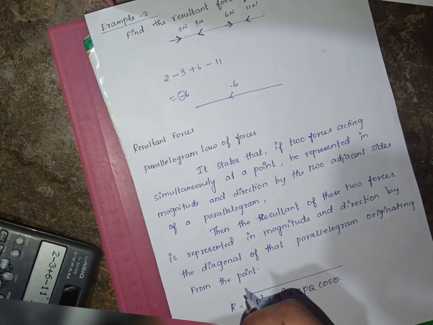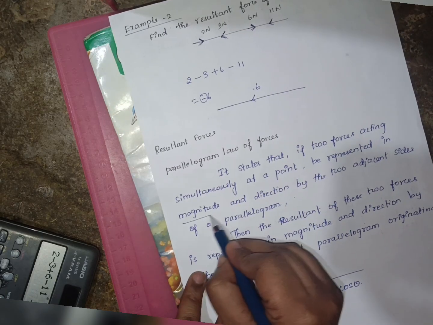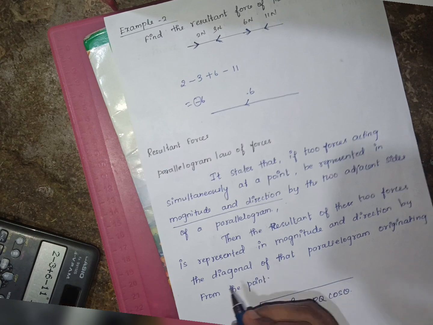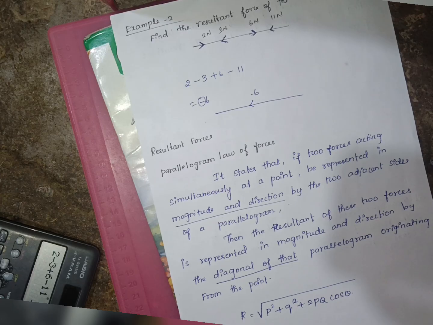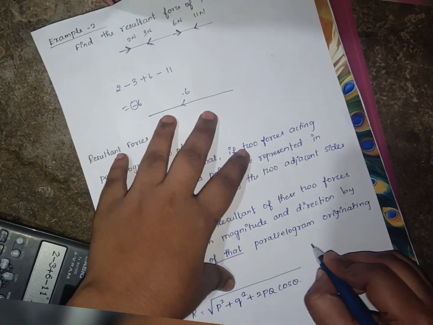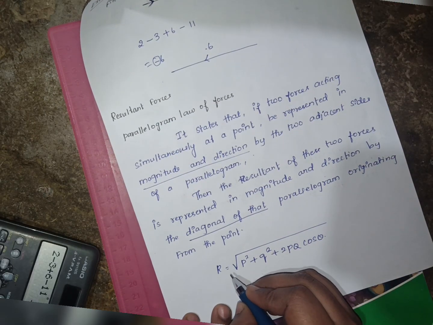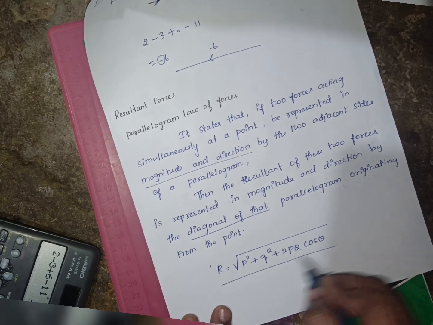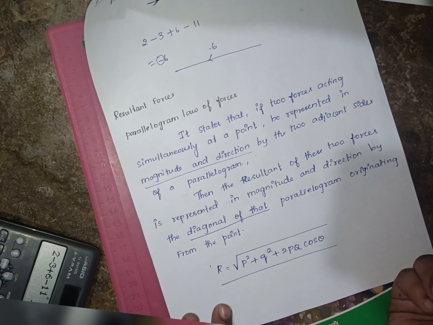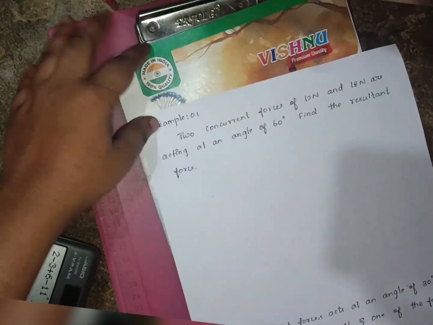Using the parallelogram law of forces, it states that if two forces acting simultaneously at a point are represented in magnitude and direction by the two adjacent sides of a parallelogram, then the resultant force of these two forces is represented in magnitude and direction by the diagonal of that parallelogram originating from the point. We want to solve using the theorem of the parallelogram. So we get the formula of resultant force: R equals root of P square plus Q square plus 2PQ cos theta.